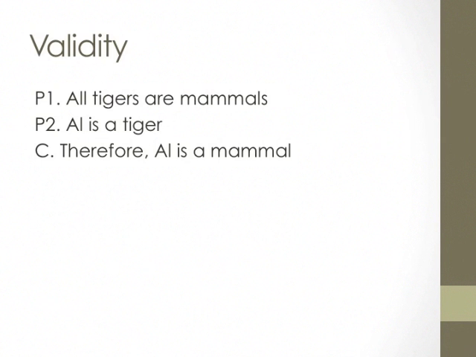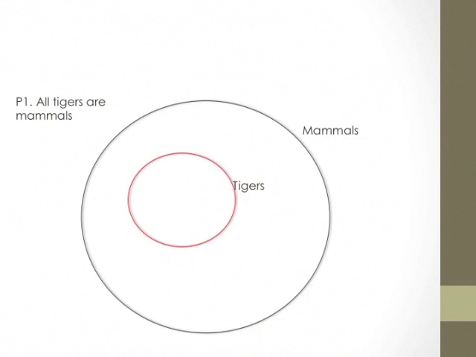Here's an example of a valid argument. Notice that if you assume that the premises are true, then you also have to accept that the conclusion is true. Let's take a closer look.